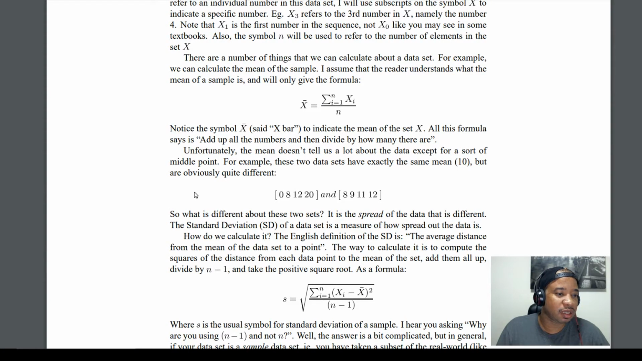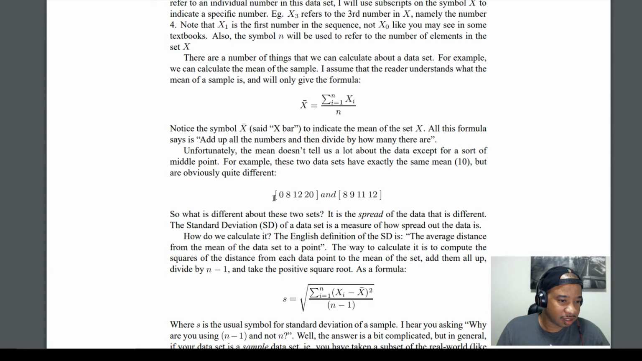For example, these data sets have exactly the same mean, but are obviously quite different. So we have 0, 8, 12, 20, and 8, 9, 11, and 12. And so basically what it says is that they have the same mean.